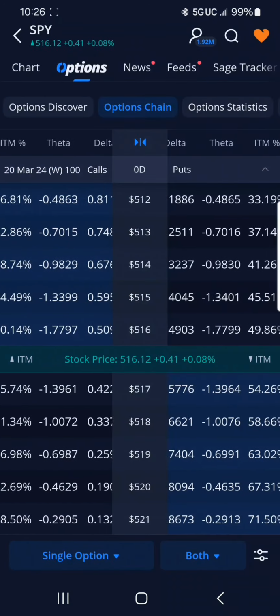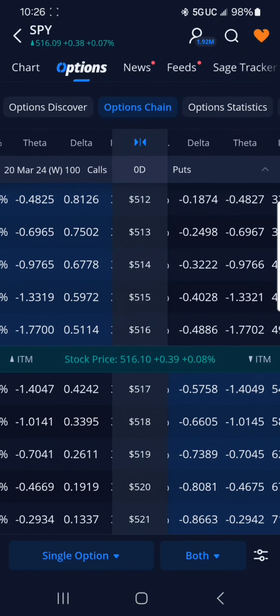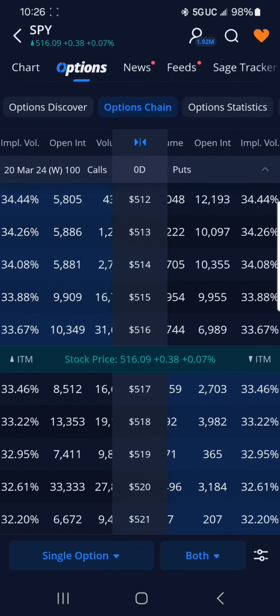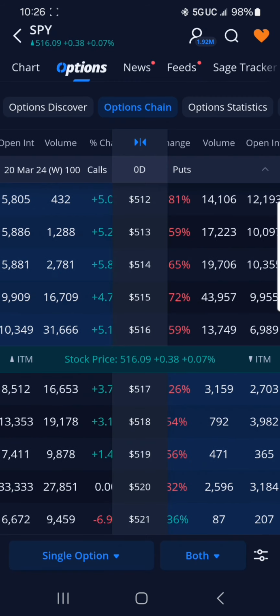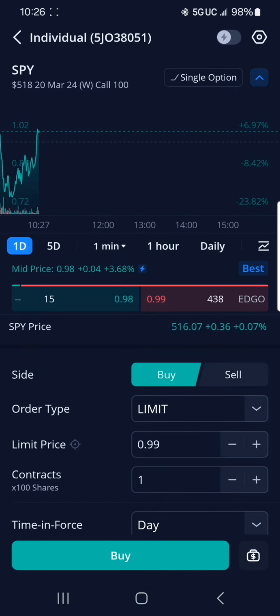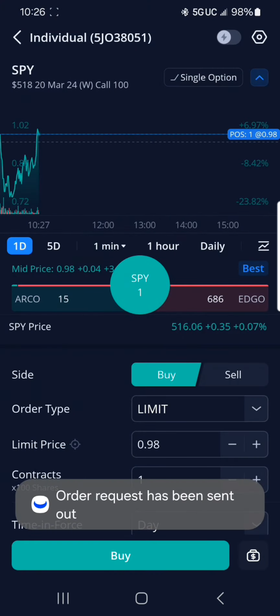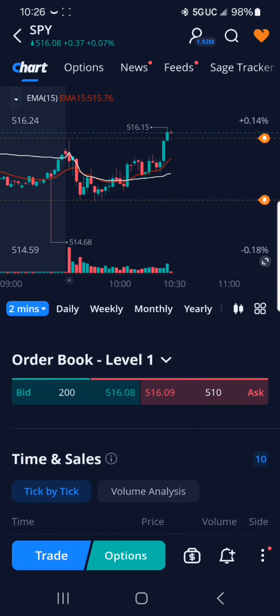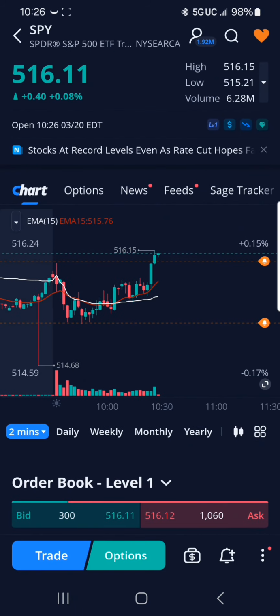Let's see what the Greeks are though. I need to check that. Theta is kind of high, but that's to be expected. Delta's 0.3. That's decent. 13,000 people in the call, 3,000, almost 4,000 in the put. That's a good sign. Let me go ahead and jump in this one while I can. It's now 98, so I'm going to try to get in for 98. See if it gets filled. It did. Okay. So now I'm in this call here.